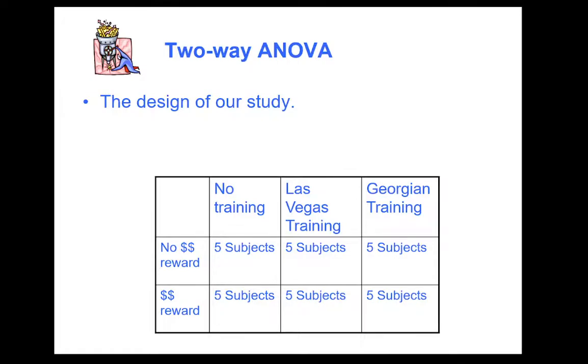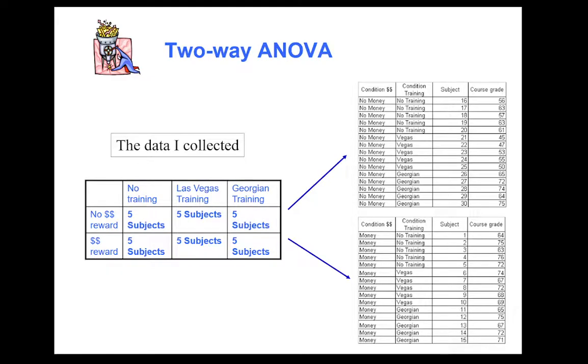Random assignment, because we love random assignment, makes it a true experimental design. Okay. So I run my study and I collect my data. My dependent measure is final course grade. And here is the data for my 30 subjects.